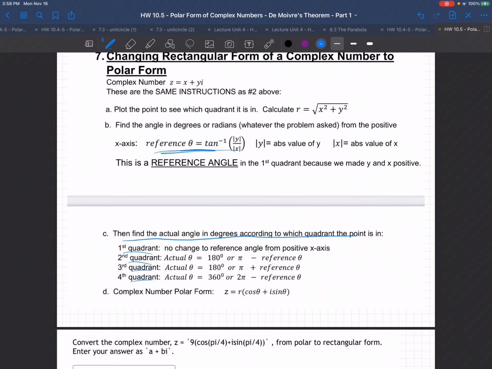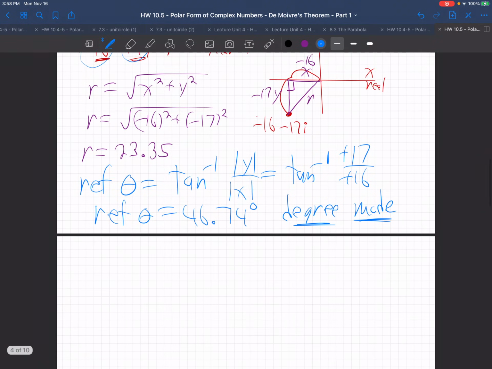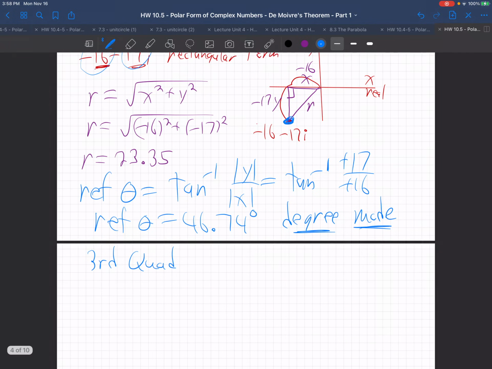What quadrant were we in? The third quadrant. The actual angle is 180 or pi, depending on whether you're in degrees or radians, plus the reference angle. 180 plus the reference angle. So third quadrant. Right, we're in the third quadrant right here. That's why we plotted it in the first step.